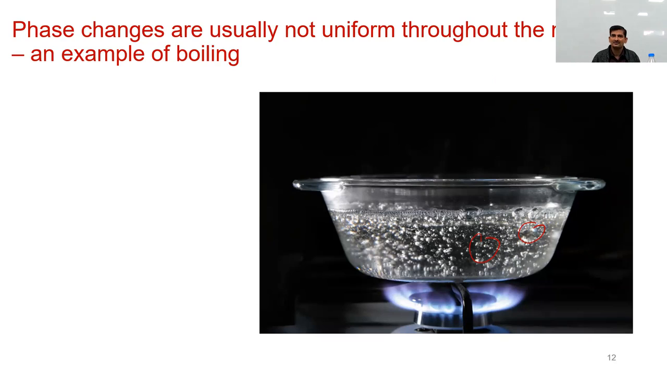Interfaces. The system will try to minimize the interfacial energy between vapor and liquid. So the sphere would be the best shape which minimizes the interfacial area. And that is why these bubbles are always spherical.